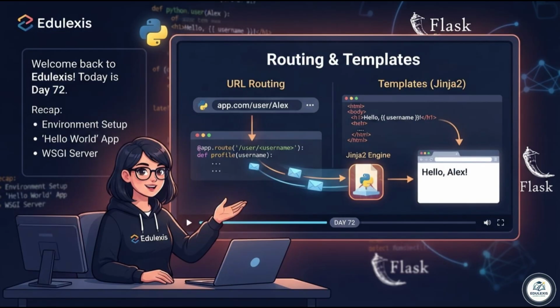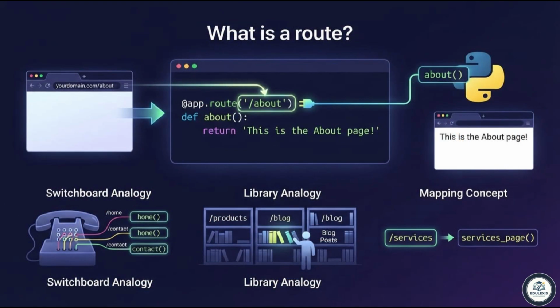We will explore how to map URLs to specific functions and how to inject dynamic data into HTML files using Jinja 2 templates. By the end of this session, you'll be able to create a multi-page web application. Let's get started. Let's begin with routing.